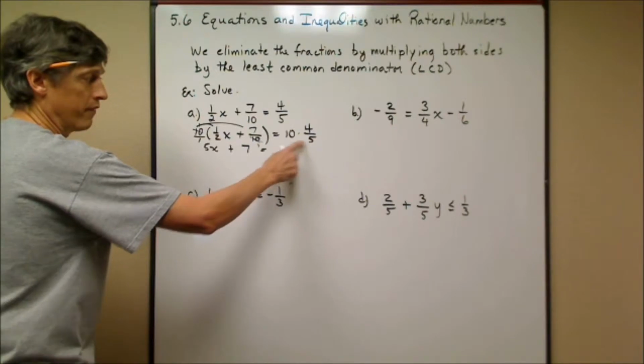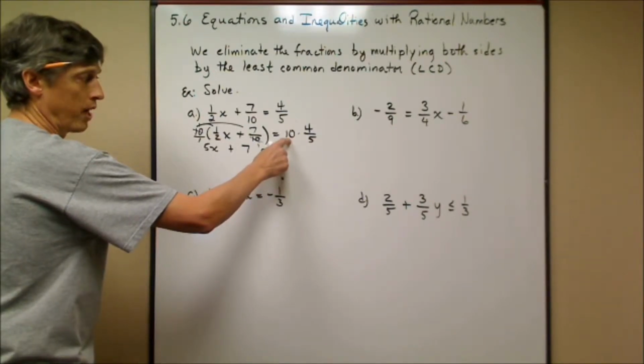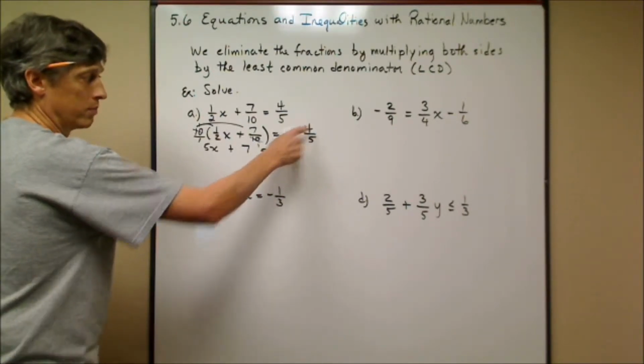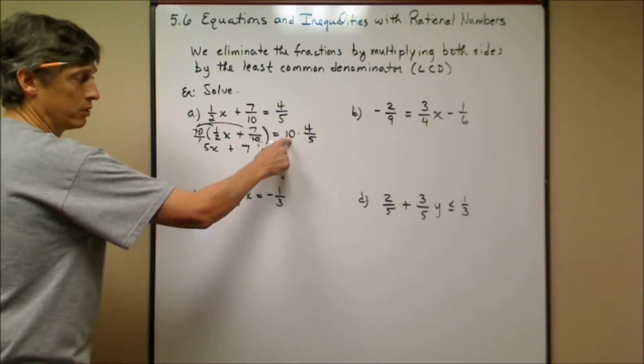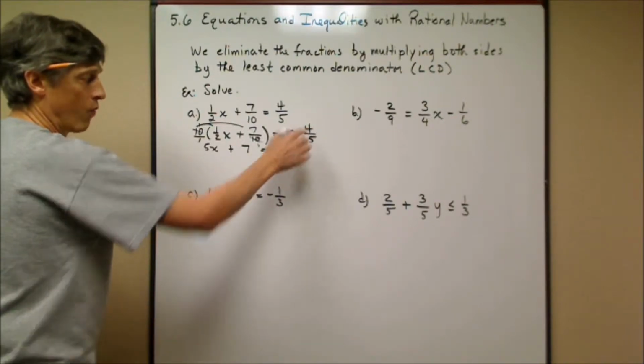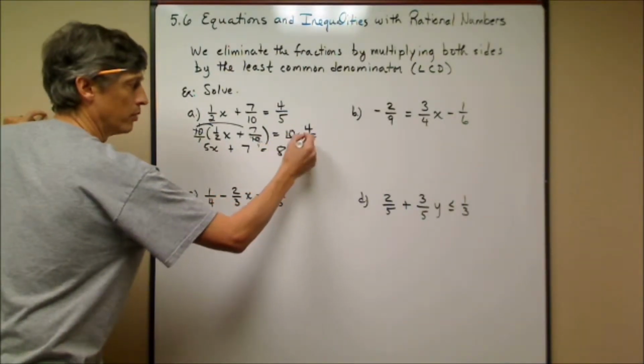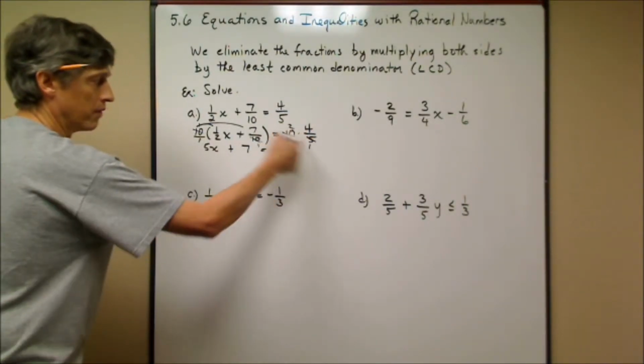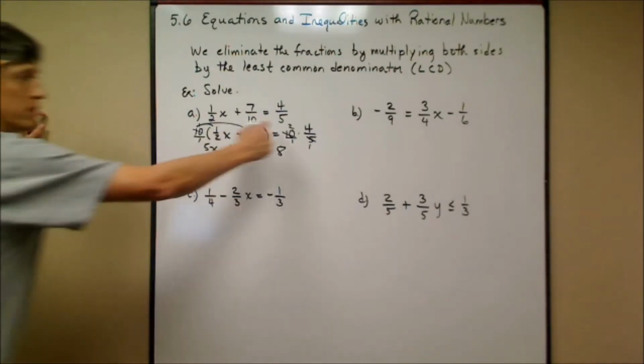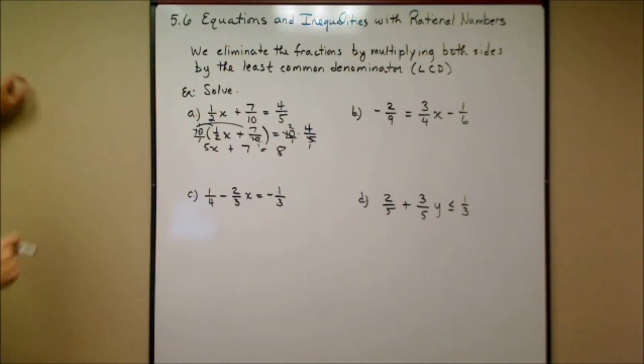You take 5, you divide it into 10, it goes in twice. However many times it goes in, you multiply that times the numerator. 5 goes into 10 twice, 2 times 4, that's 8. And you say, well, how does that work? Well, all I'm doing is cross-canceling. See, I'm just dividing it out. And you can see where the 8 comes from. But that's a nice little trick. It makes the arithmetic go a little faster.